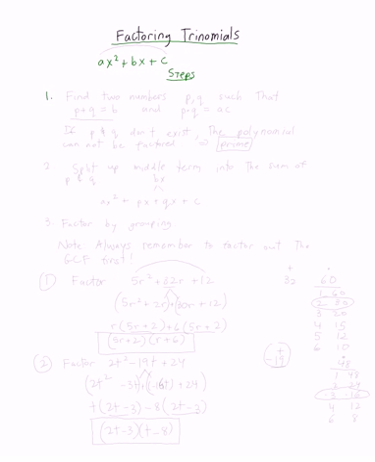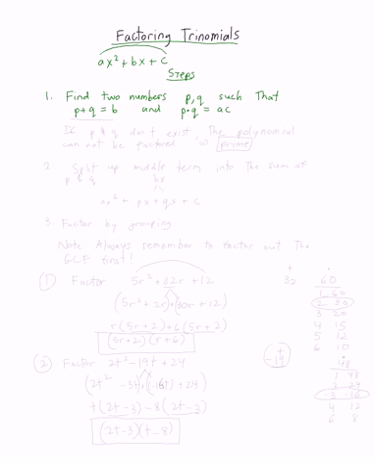So step one. We're going to find two numbers, P and Q, such that they add up to the middle number. So the way we write that is P plus Q equals B. B is the middle number up here. And P times Q is equal to A times C. Now what is A times C? It's the first number times the last number. Alright, so we're looking for those two numbers.